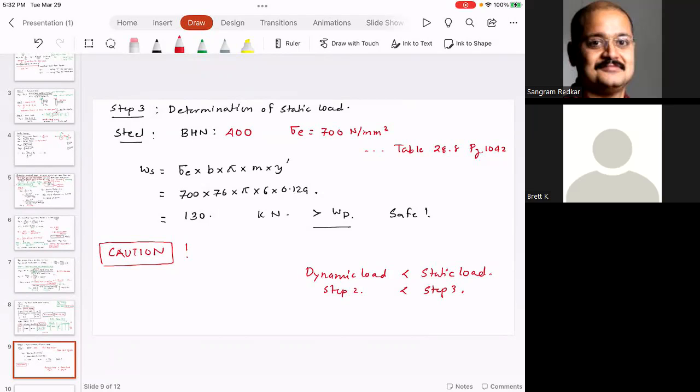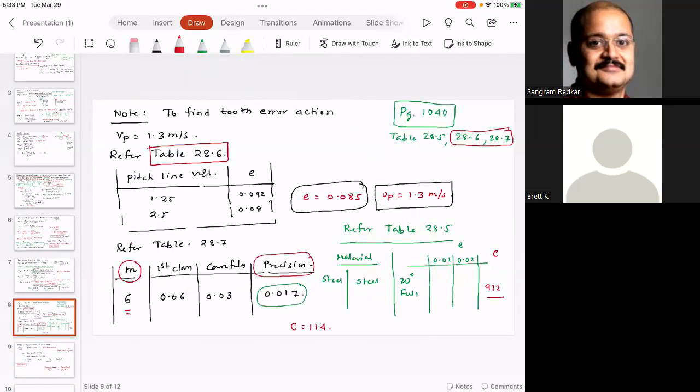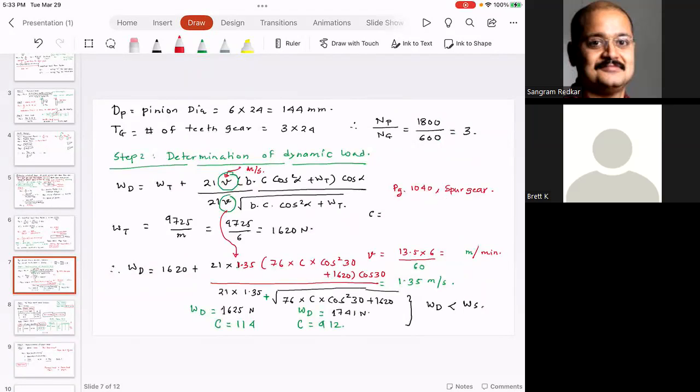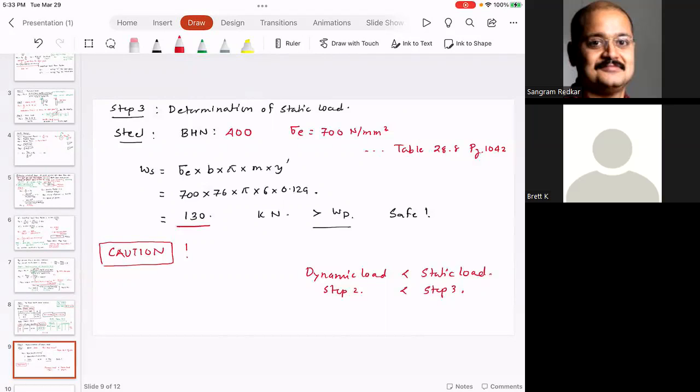So just to be on the safer side, I went all the way to 400 BHN. But what that means is the gear will be very expensive because of the heat treatment that the gear needs. And unfortunately or fortunately, this is not needed in this case, because you can see the static strength is 130 kilonewton. And if you look at the actual dynamic load, which is about 1.6 or 1.8 kilonewton, this is like an over design.